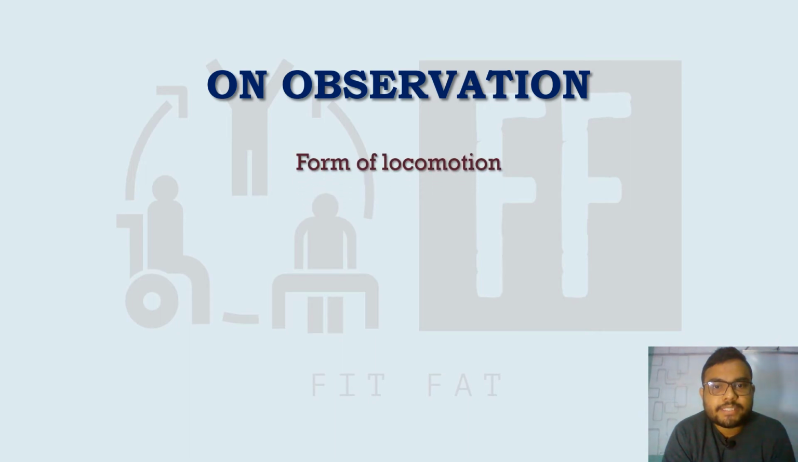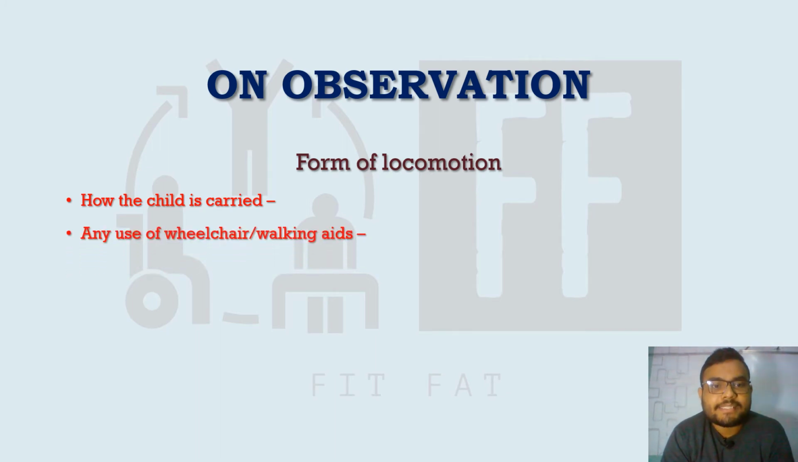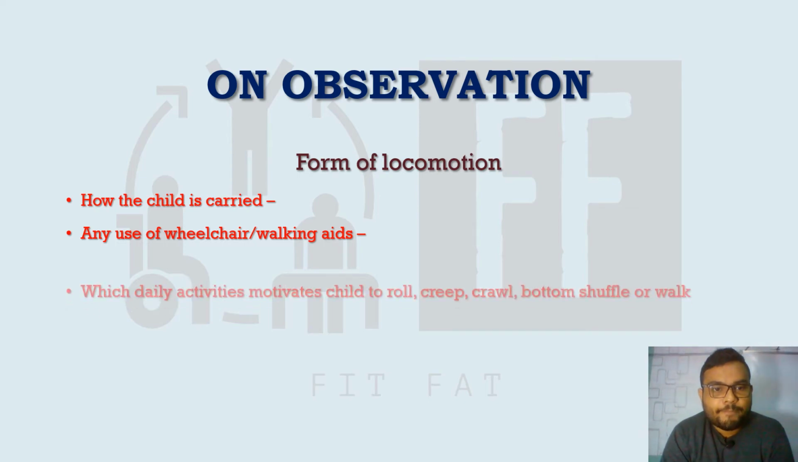Now you need to check the form of locomotion. Under this, first you need to know how the child is being carried, if the child is using any wheelchair or any walking aids, or if the child is walking on their own, and if so, then what is the gait? If it is a pathological one, mention that, right?